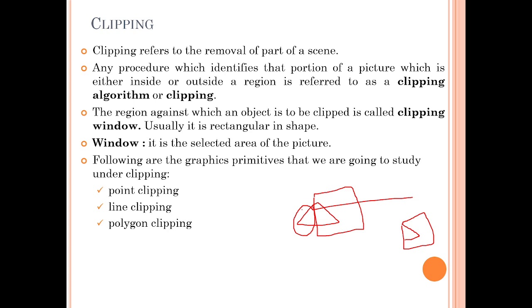Okay, so following are the graphic primitives that we are going to study under clipping: point clipping, line clipping and polygon clipping. So there are three types of clipping. The first one is point clipping, the second one is line clipping, and the third one is polygon clipping.